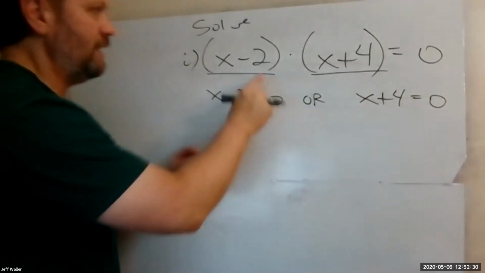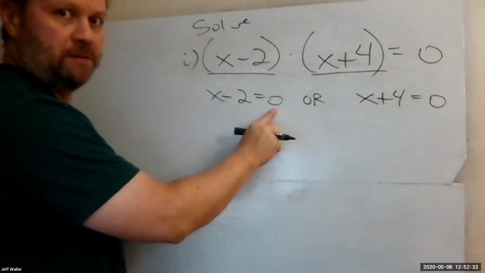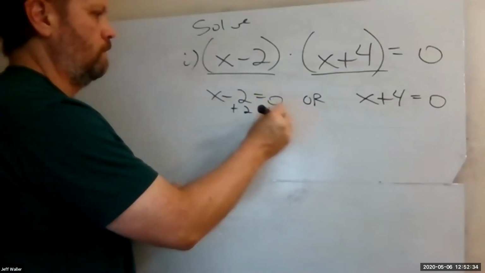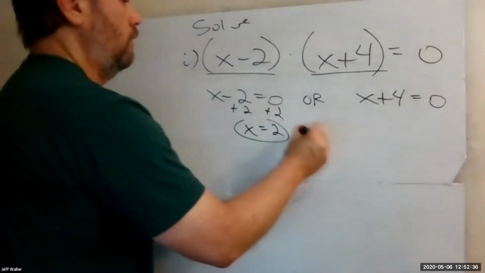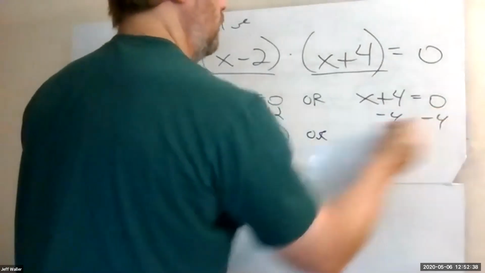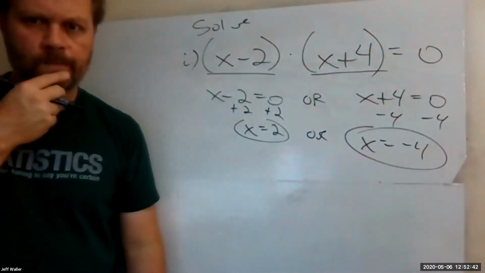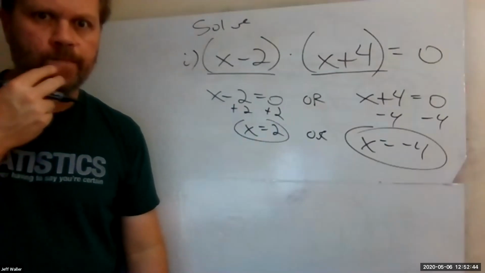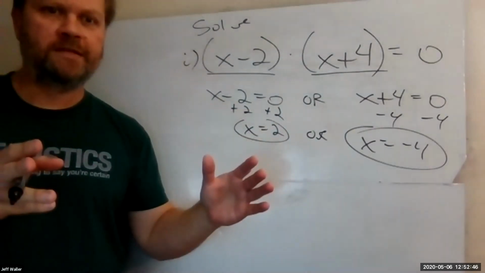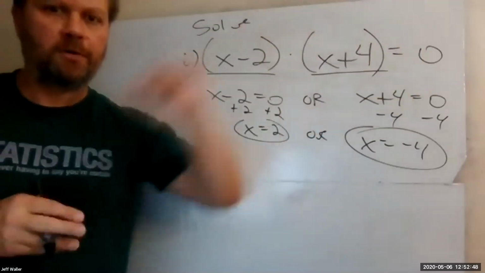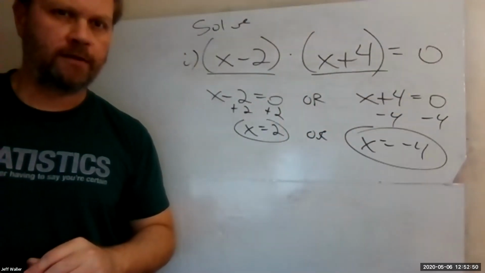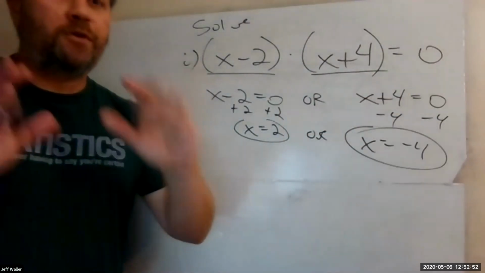Do you see what I did now? I got this little easy equation. X is 2 or x is negative 4. That only works if that is a 0 over there.